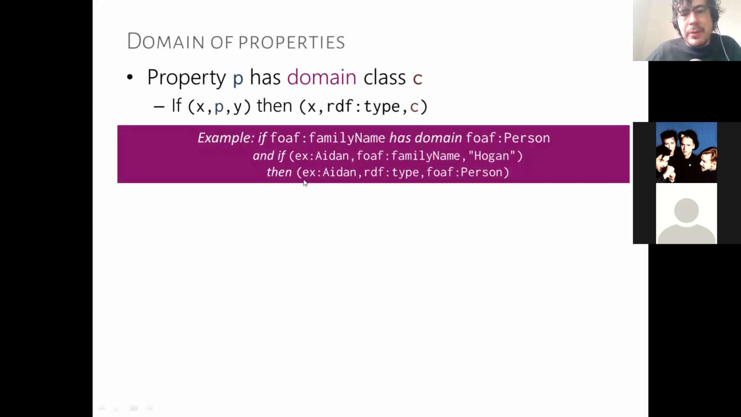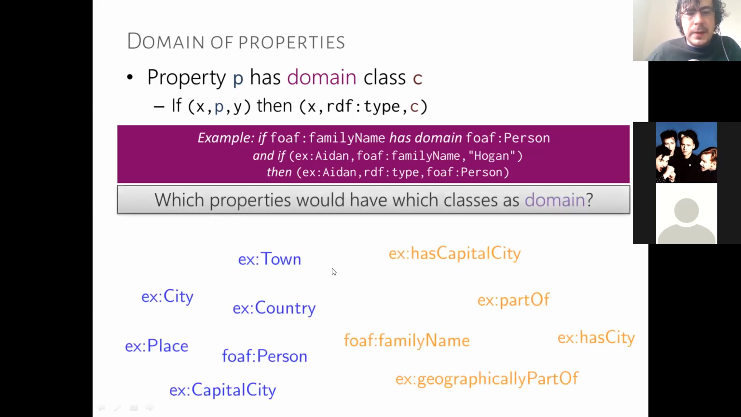So let's see an example. So if we say that FOAF family name has domain FOAF person, and if we have a triple, which is Aiden family name Hogan, for example, then we can infer that Aiden is a person. So it allows us to say, okay, family name, if we use this on a subject, then that subject must be within a given class. So, okay, which properties would have which classes as domain here is the next question.